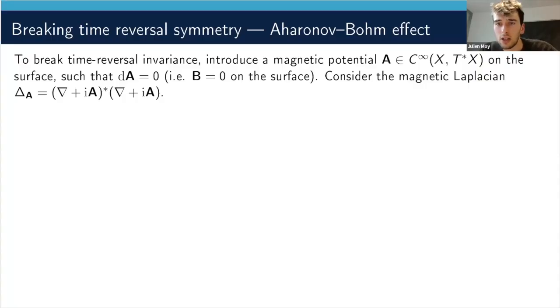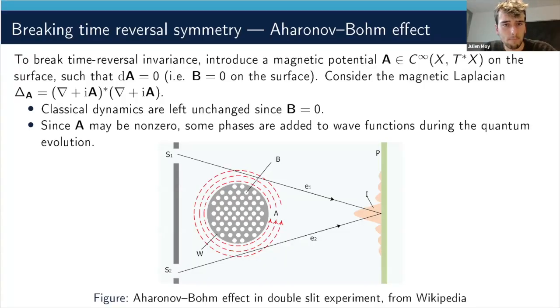And then we consider the magnetic Laplacian, which is a self-adjoint operator that I described here. And this magnetic Laplacian, okay. Yes, so two remarks. The first one is that the magnetic field vanishes. So the classical dynamics are left unchanged. The classical particle doesn't see any magnetic field. However, you can have B equal to 0 and A non-vanishing. So during the quantum evolution, some phases are added to wave functions.